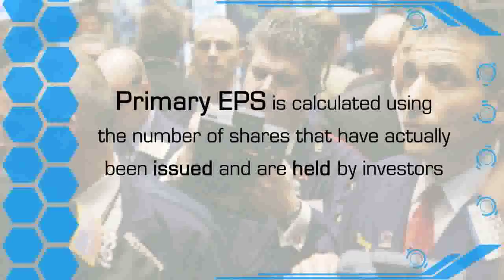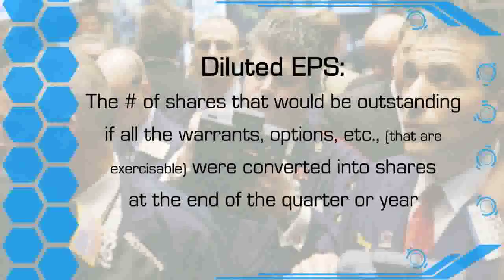Primary EPS is calculated using the number of shares that have actually been issued and are held by investors. These are the shares currently in the market and being traded. Companies at times issue stock options and exercisable warrants as part of director and executive pay incentive packages. The term diluted EPS refers to the number of shares that would be outstanding if all the warrants, options, etc. that are exercisable were converted into shares at the end of the quarter or year.